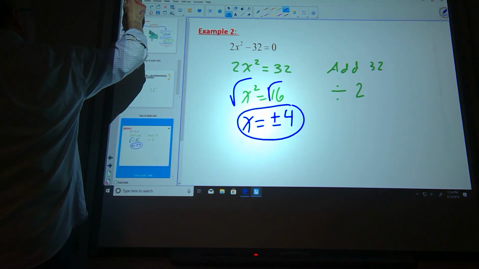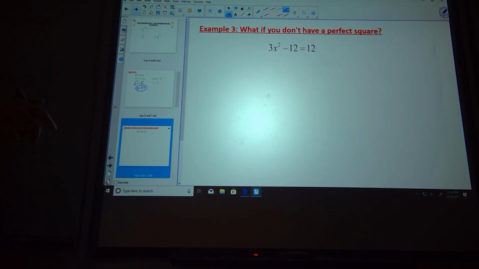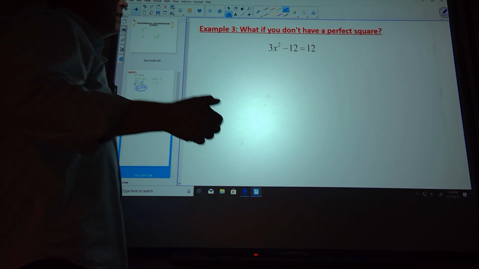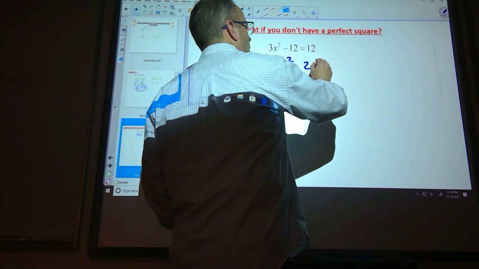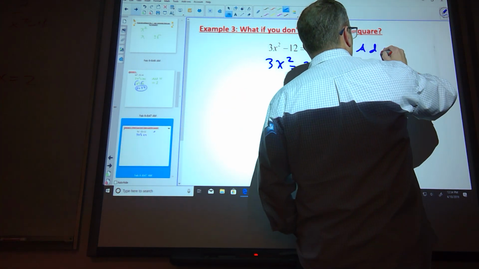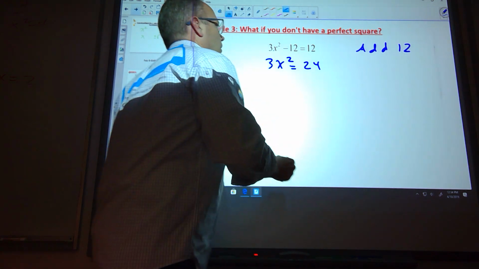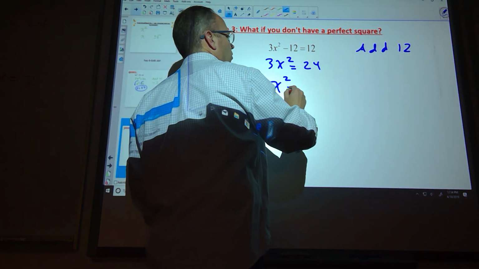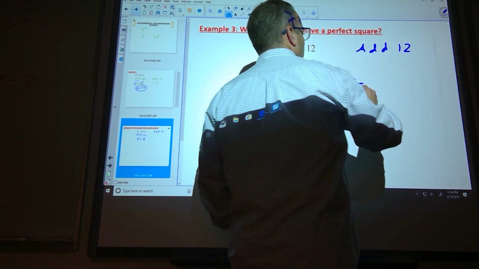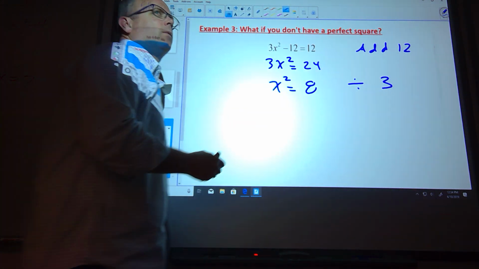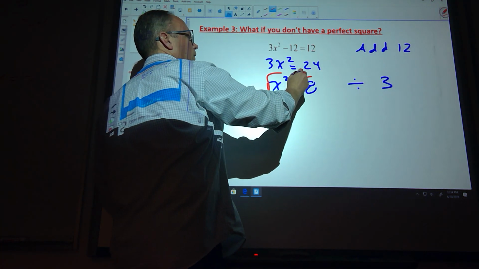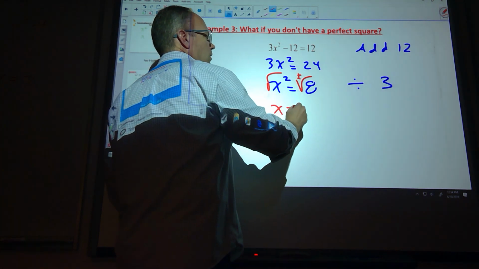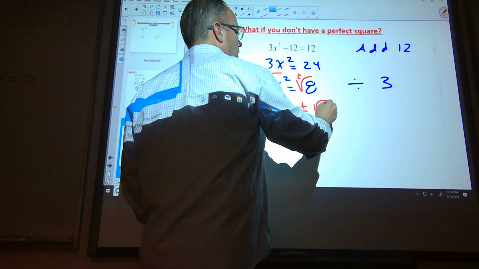Can I move on? All right, so let's walk through this one. I want to start getting x by itself. So my first step is this. What did I do? Added 12. Everyone okay with that? My next step is this. So I divided by 3. Is that okay? And then I'm going to take the square root of both sides. Don't forget the plus minus. So I get plus or minus square root 8.